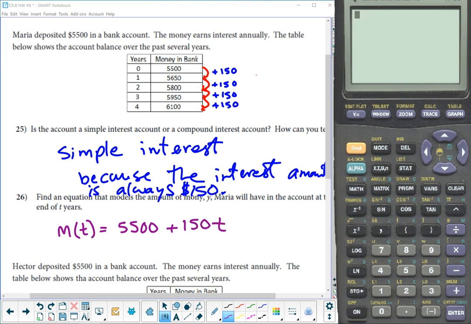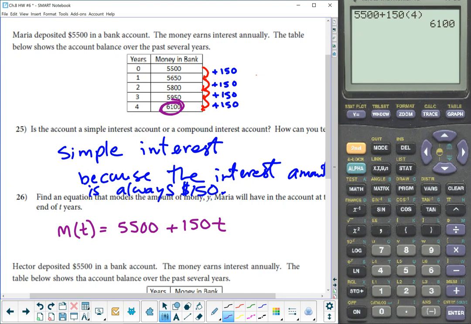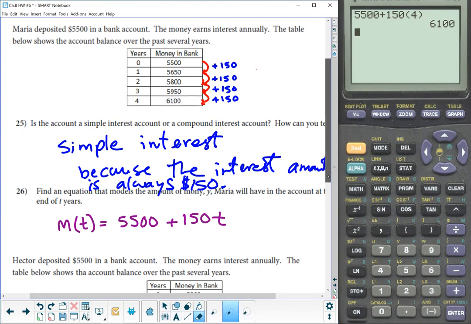Okay, and we can do that for number 4. All right, so we put in 5,500 plus 150, and then if we want it for 4 years, we just times it by 4, and look, we get 6,100, which actually matches right here. Okay, so that actually works. So that's our equation for Maria.